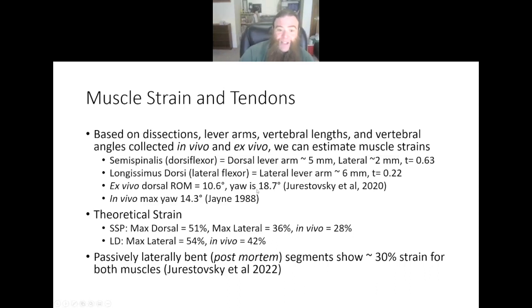And we know from ex vivo measurements from snake vertebra manipulations, we have a range of motion dorsally flexing up to 10 degrees per vertebra. Laterally, it's 18.7. In vivo, we have one measurement from Bruce Jayne's '88 work on concertina locomotion that gets to 14.3, so pretty close. And from these, we calculate maximum strain. And so what we get is maximal strain is about 50% for both of them in their respective motions, using either maximum vertebral range of motion or observed in vivo range of motion.